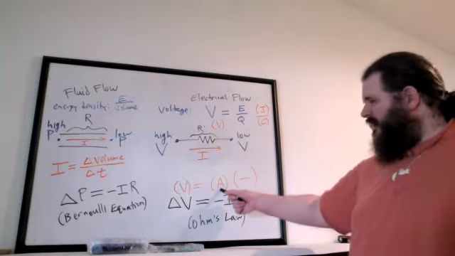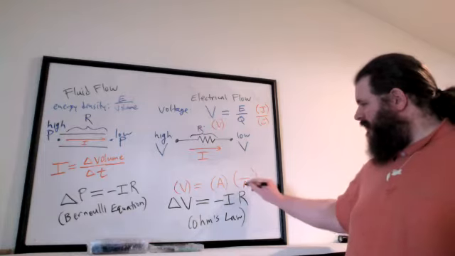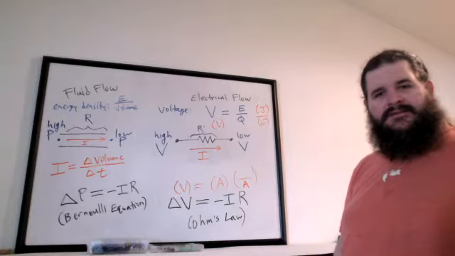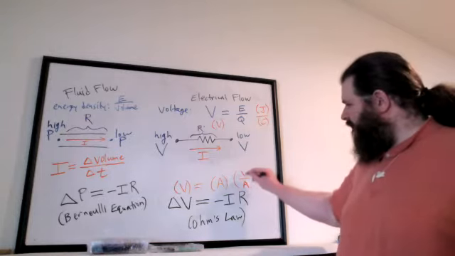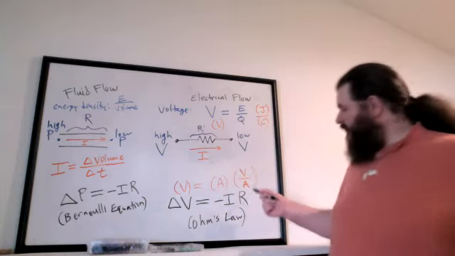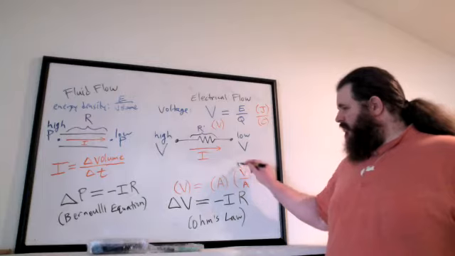We want to cancel out amps, right? So we could just put amps in the denominator, but we want to introduce what unit of measurement? Yeah, if we just have volts over amps, amps cancels out, we get volts. So resistance is measured in volts over amps, which is also called ohms.